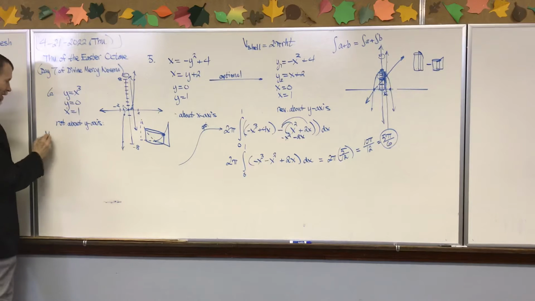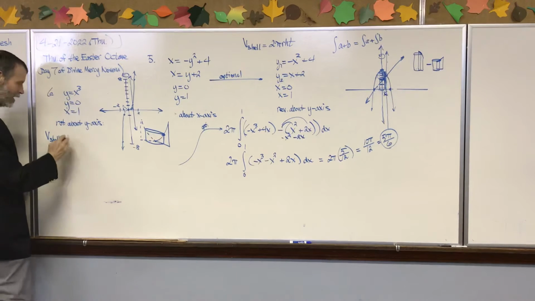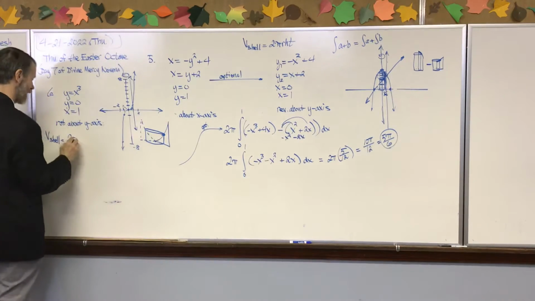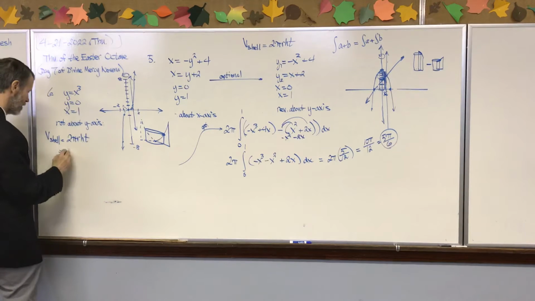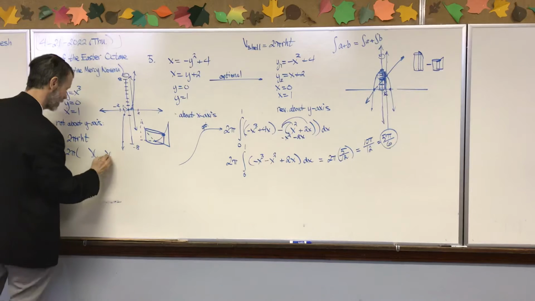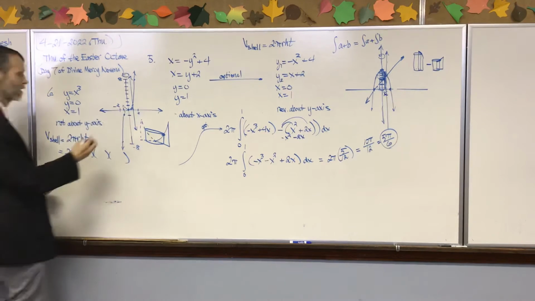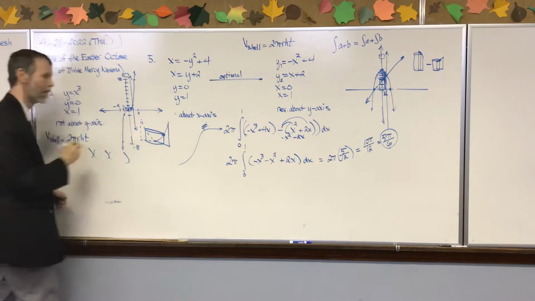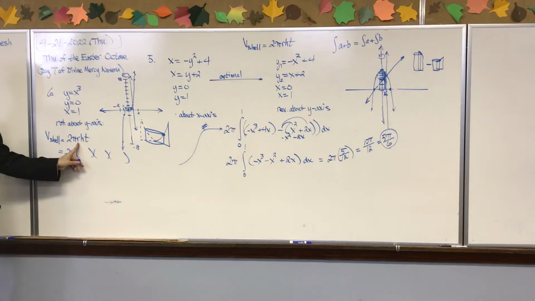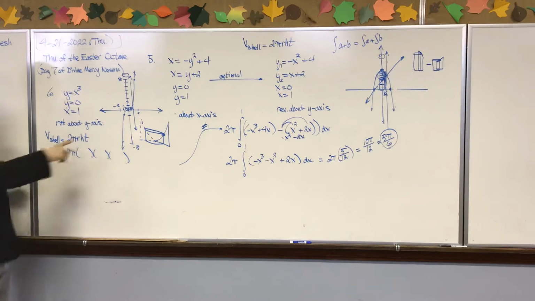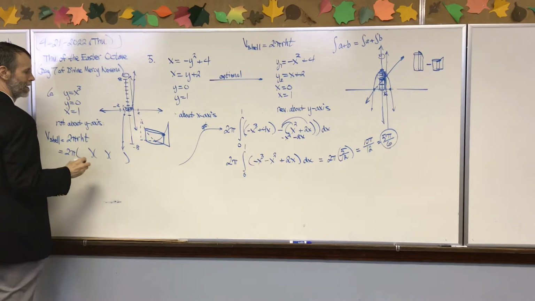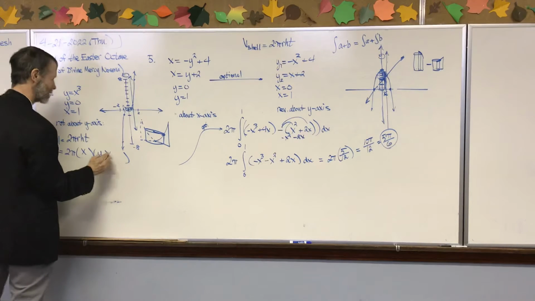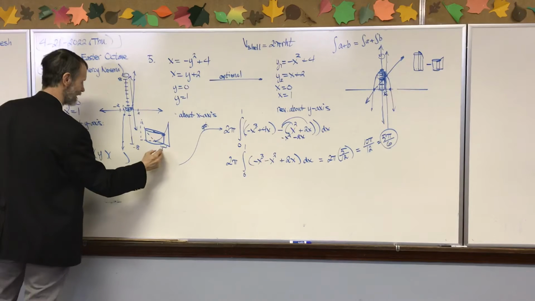So, what's the volume of a shell, Max? 2 pi RHT, correct. I'm going to ask for 2 times pi times something times something times something. In this particular case, here's what you're spinning. What's R? X, Y, dx, or dy? It's x, correct. What's the height? Y. What is the thickness? dx, because it's in the dx direction, correct.